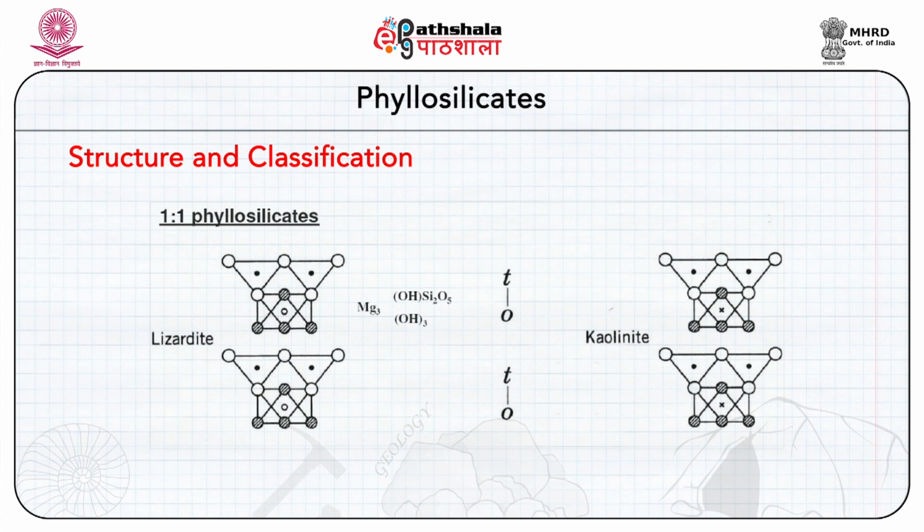All the 1:1 layer silicates are soft as the bonding between the layers are of weak electrostatic nature. The repeat distance from one layer to the other is about 7 angstrom, and so the unit cell dimension is either about 7 or 14 angstrom depending on the number of layers in the structure.